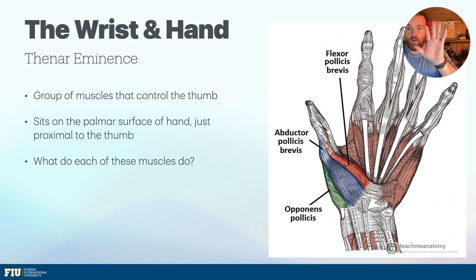Any of the control of our thumb that comes from within the hand itself comes from this muscle group called the thenar eminence. And once again, we're just going to take a look at the names of the muscles that we see on the slide right here. We see the flexor pollicis brevis. We see the abductor pollicis brevis. And we see the opponens pollicis. All those words, of course, have pollicis in them, right? So we know that it controls the thumb specifically.